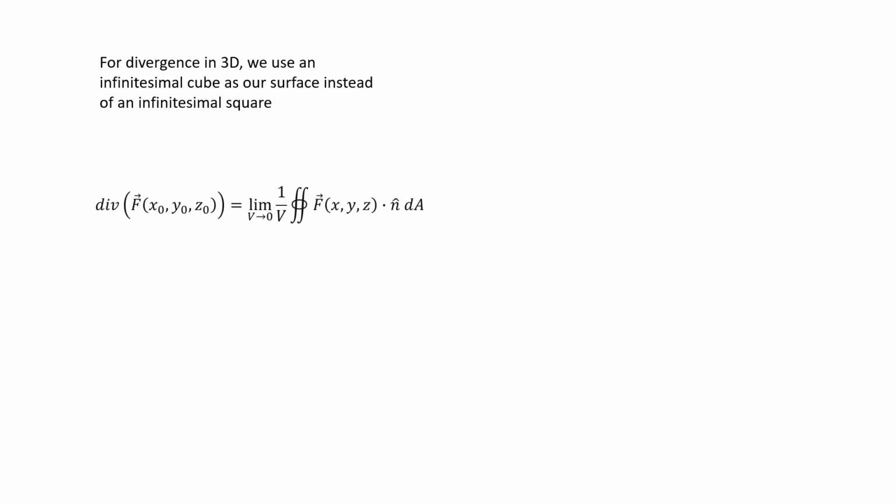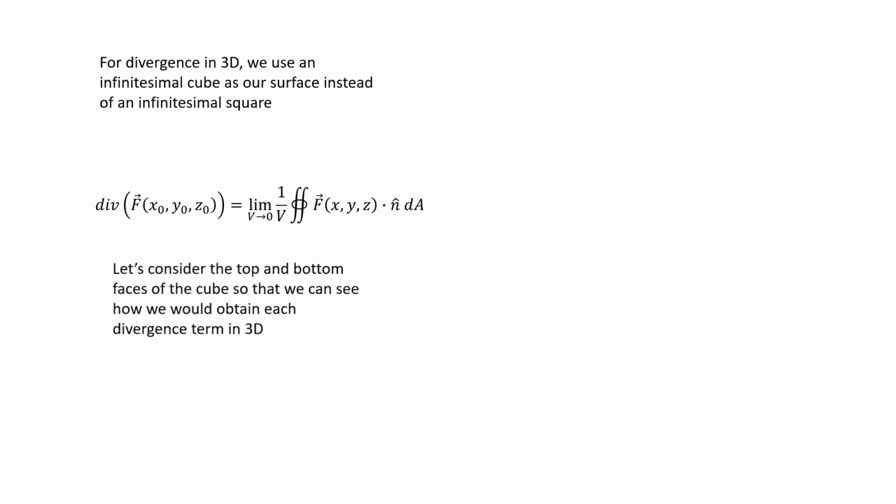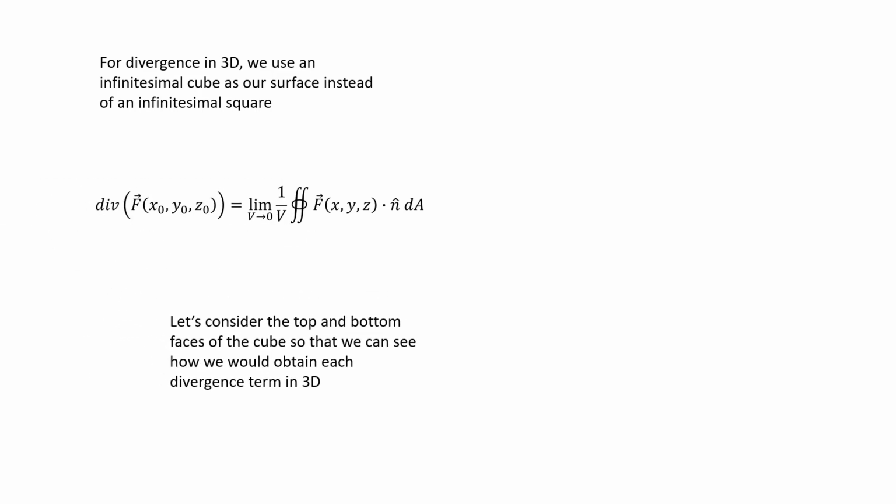And the formula for divergence in 3 dimensions follows the exact same format as the 2-dimensional counterpart, except we just have to bump everything up a dimension. So we aren't going to go through the entire proof for divergence in 3 dimensions because we just follow the same format as we did for 2 dimensions. But trying to solve the double integral for each face of the cube may prove to be a little tricky.